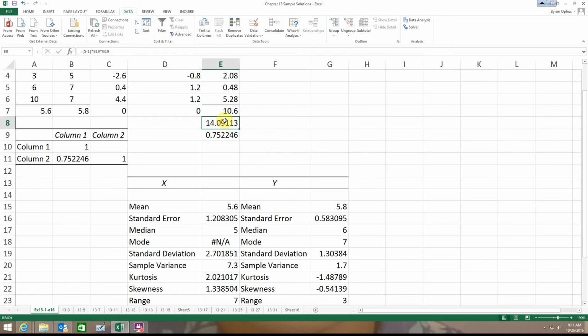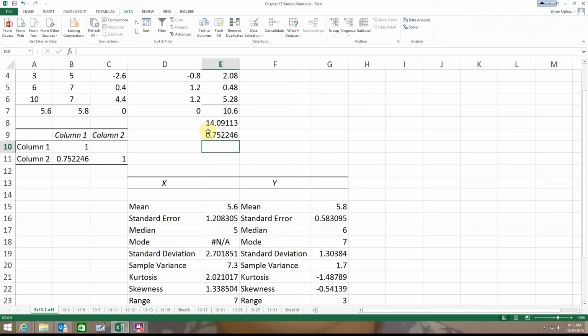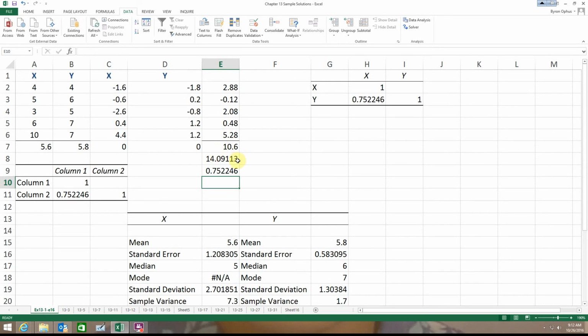Okay, but then I have to divide these. Remember, this is the top part of that equation. This is my sum of. That's why I got to that 10.6, right? That's my sum of, and this is the bottom part of the equation. So now I have to divide those. I simply say this is equal to this one, divided by that one. And there you go. So I end up with 7.752246.